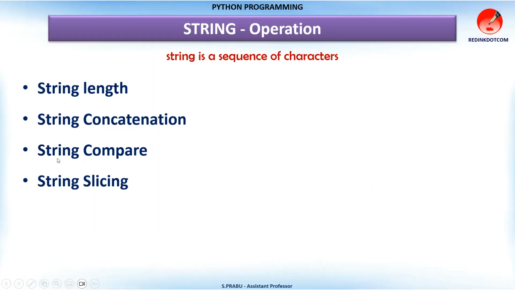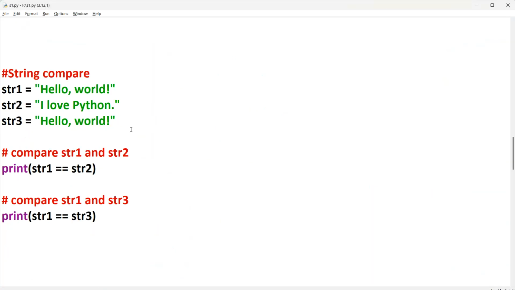The third operation is string comparison, in which we can compare two different strings, whether they are the same or not. So in this example, I created three different strings. One is hello world, the second one is I love Python, the third one is hello world. First I want to compare string 1 and string 2. These two strings are not equal. And in the second, I compare string 1 and string 3. These two strings are equal.